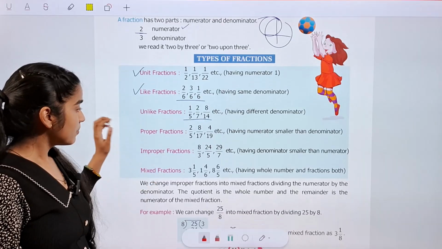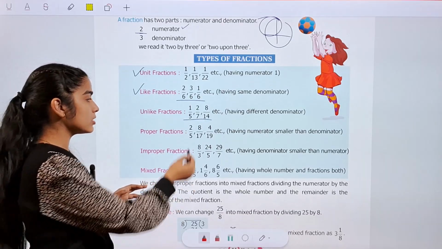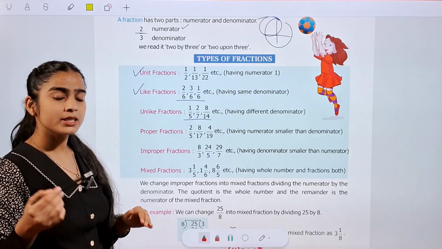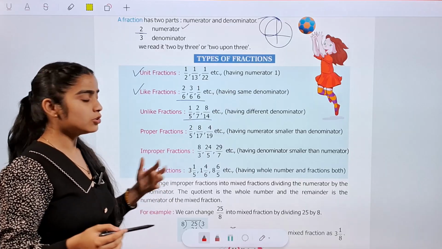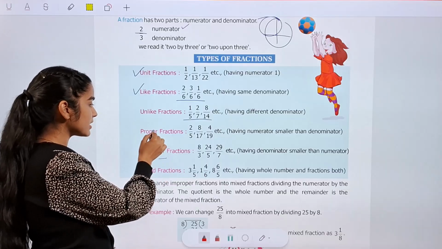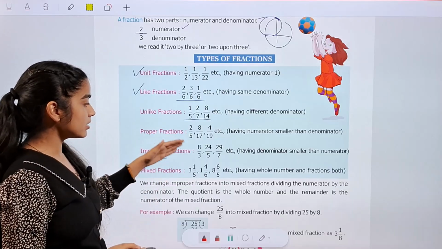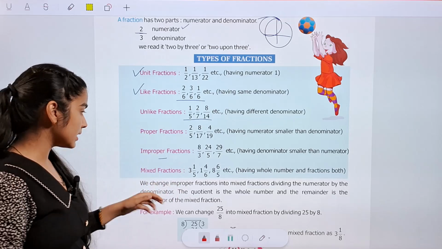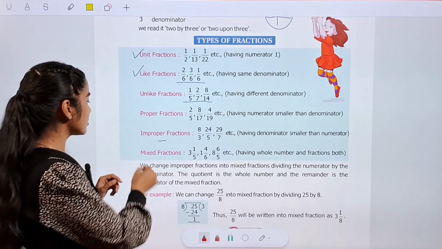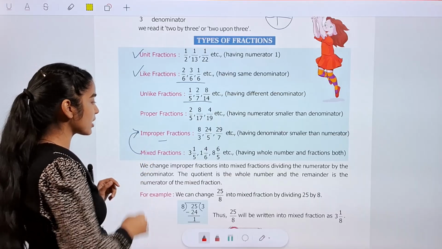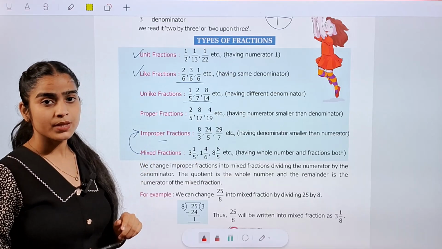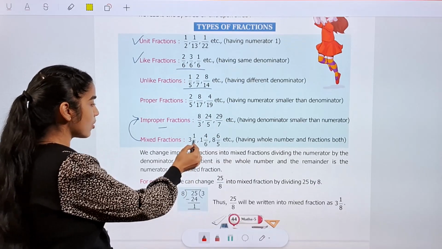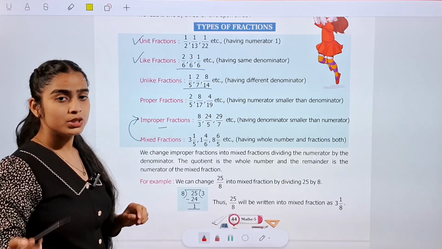Next we have the proper fraction. A proper fraction means the numerator is smaller than the denominator, so the denominator is greater in comparison to the numerator. An improper fraction is the vice versa of proper: the denominator is smaller and the numerator is greater. The mixed fraction originates from the improper fraction.